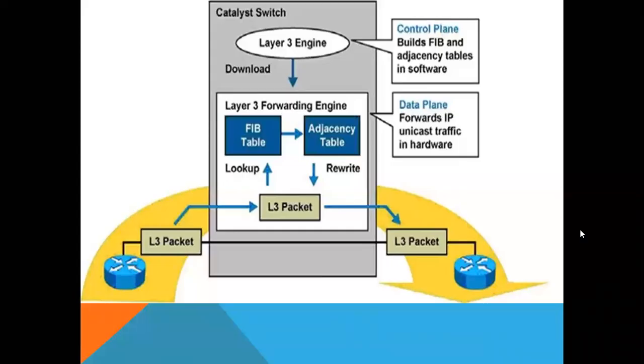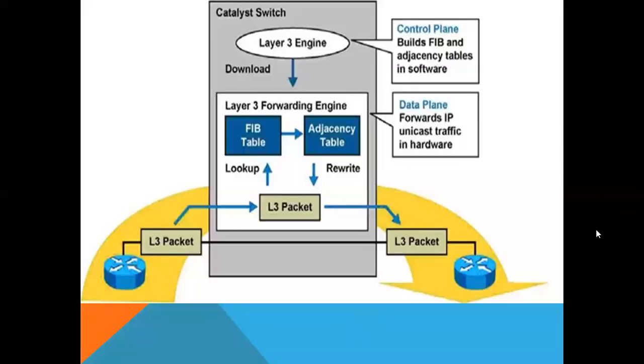Another representation of the control plane and data plane is this, where the control plane is the layer 3 engine and the data plane is the layer 3 forwarding engine that you can see here. The control plane builds the routing information base and copies it as the forwarding information base in the hardware. The data plane forwards the IP unicast traffic in the hardware.